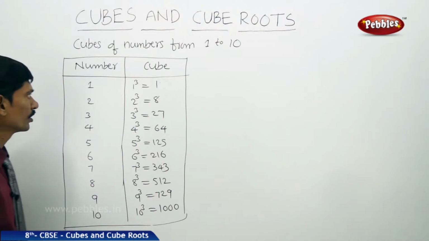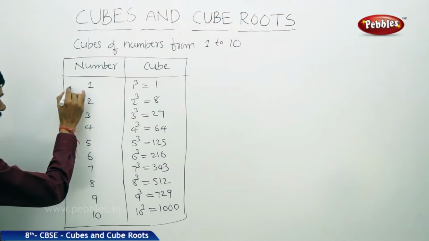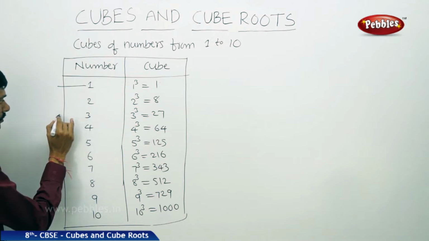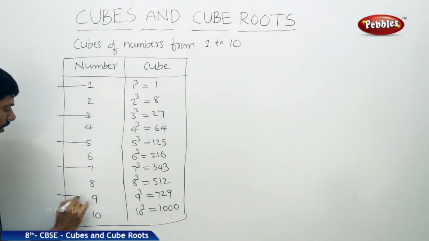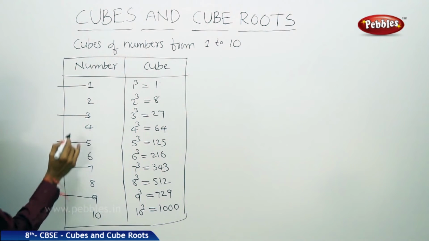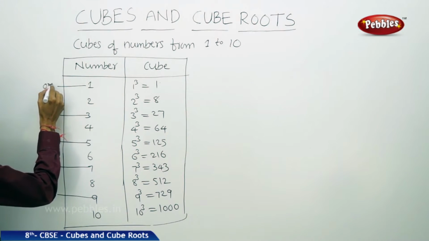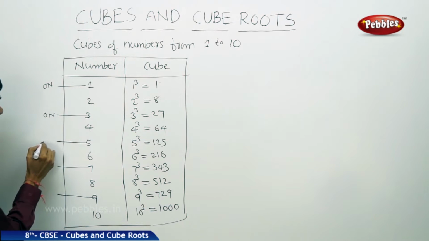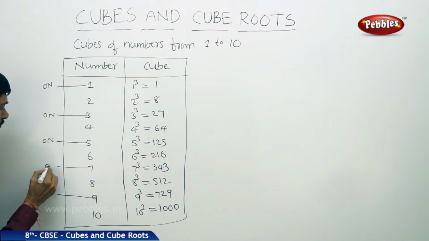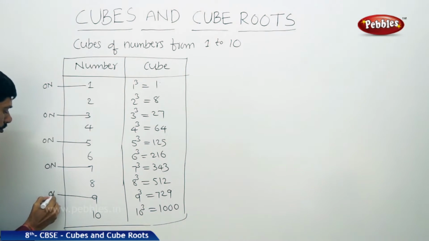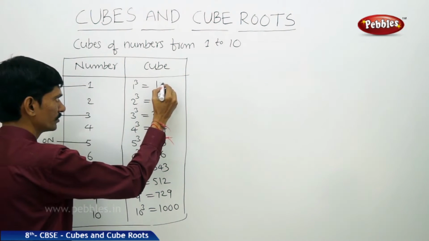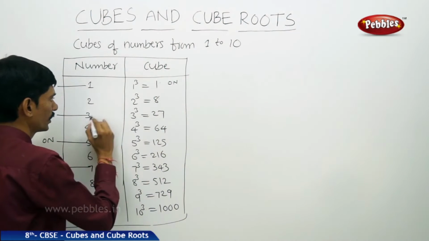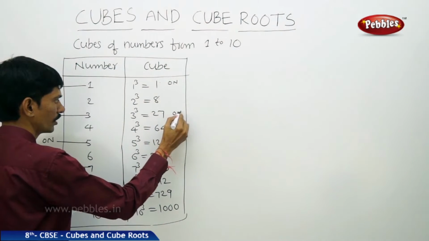Next, if you observe 1, 3, 5, 7, 9, what are all these numbers? Odd numbers or odd natural numbers. And what is the cube of odd numbers? 1 cube is 1, which is an odd number, and 3 cube, 27, is also an odd number.